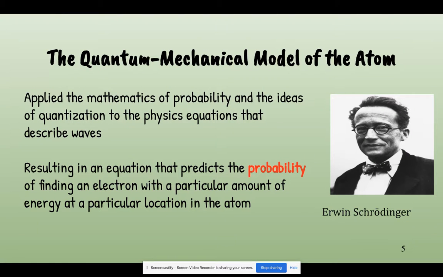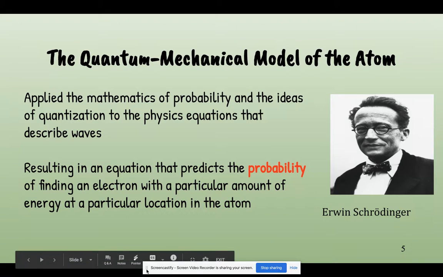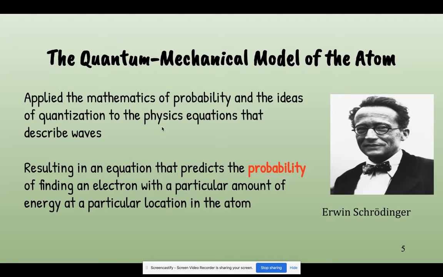So from that model, various discoveries arose over the next 15 years or so that led to the quantum mechanical model of the atom. A big aspect is the concept of probability. That came from Erwin Schrödinger. If you've ever Googled Schrödinger's cat, there's lots of great memes on that.